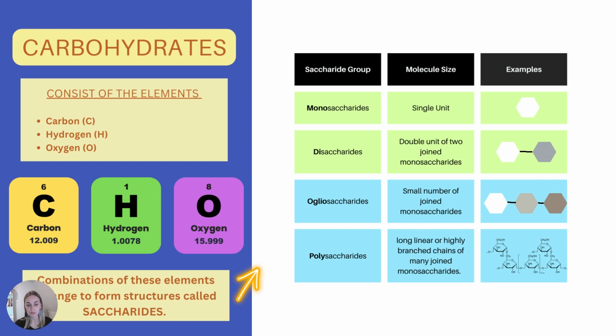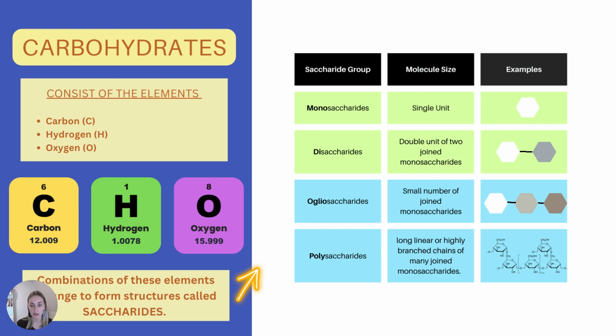So, carbohydrates consist of the elements of hydrogen, carbon, and oxygen. And these elements are combined in specific ways to form the structures of saccharide molecules. Now we can classify carbohydrates into two major categories. So it can be simple or complex.